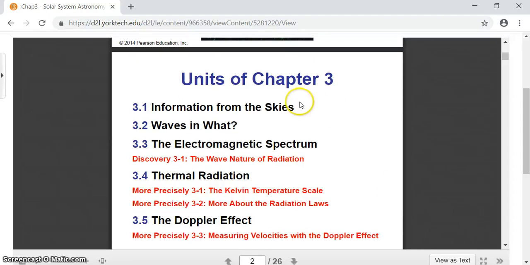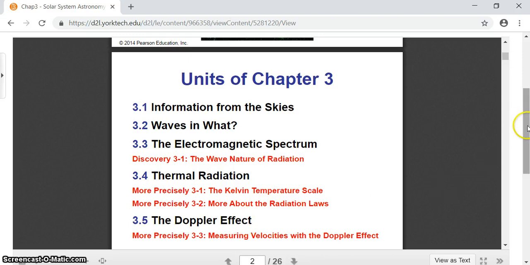These are the different topics we're going to talk about. Information from the sky, what a wave is, the entire electromagnetic spectrum from gamma rays to radio. We'll talk about those. Thermal radiation, the fact that when things are hot, they give off a specific type of radiation, also known as black body radiation. And when an object is hot and emitting light, we can actually tell the temperature using the Kelvin scale, the absolute scale. We'll talk about that.